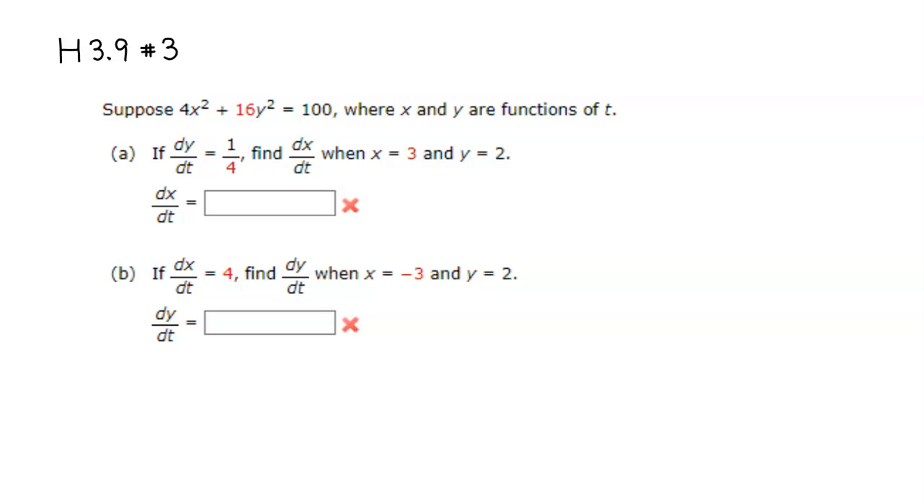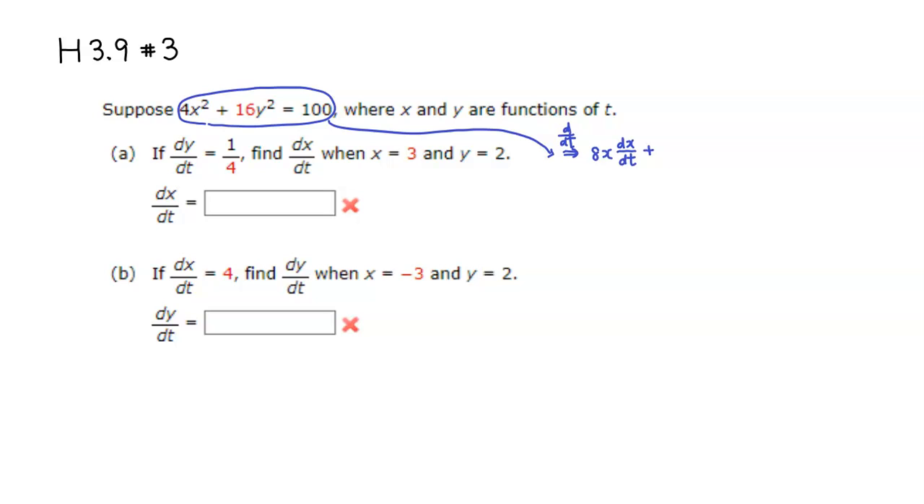So I'm going to take this equation right here, and take the derivative with respect to t, because it looks like dy over dt and dx over dt are involved. If you take the derivative of 4x squared, you will get 8x, then multiplied by dx over dt due to the chain rule.